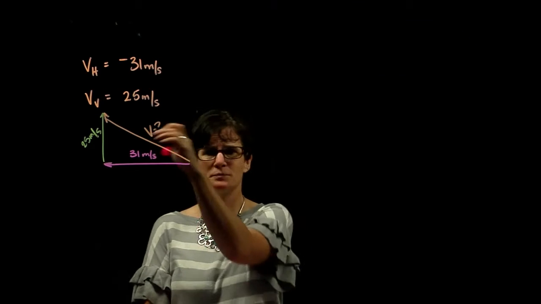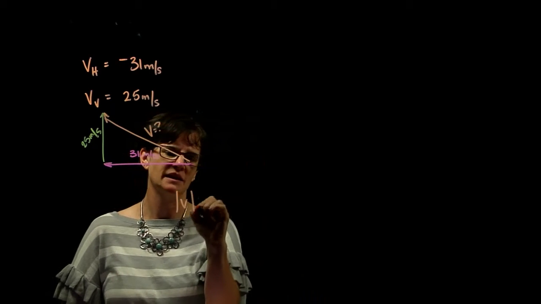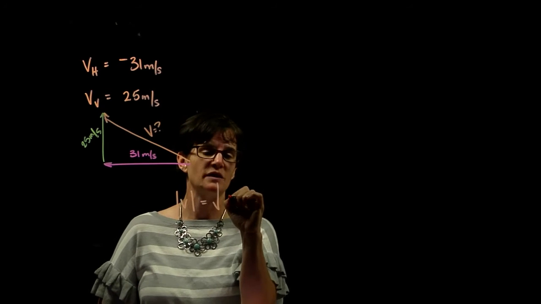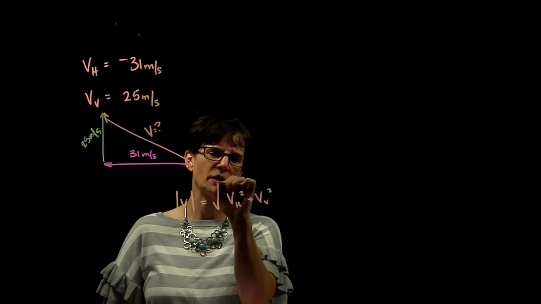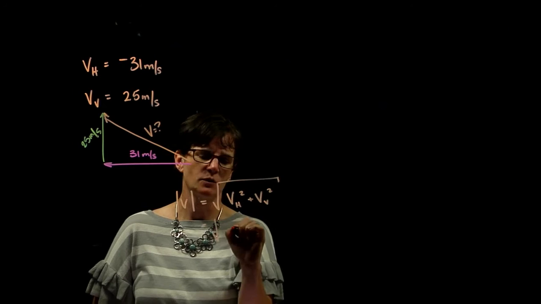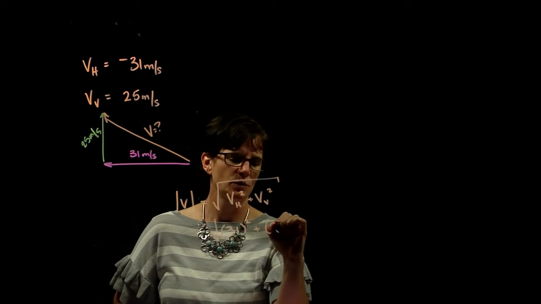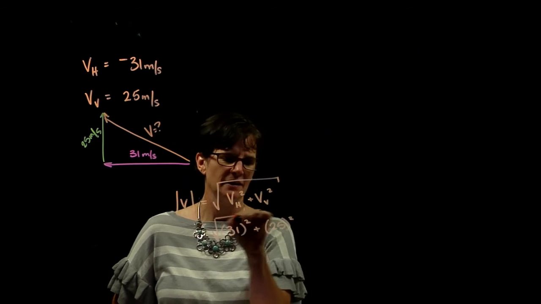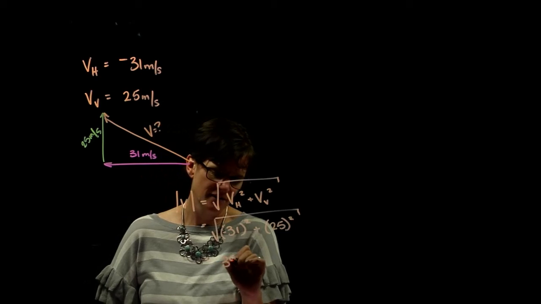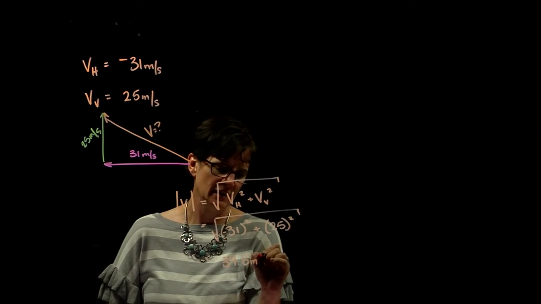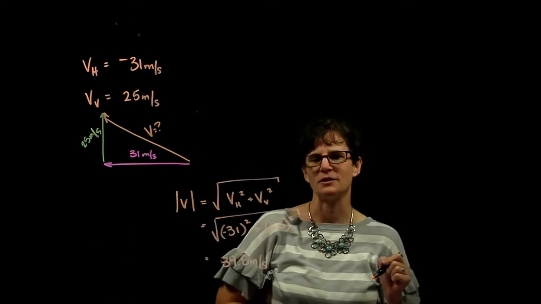All right, well, this is a right triangle. So we know that the magnitude of the velocity is equal to the square root of the horizontal component squared plus the vertical component squared. So that's the square root of negative 31 squared, plus 25 squared. And we find that that is equal to 39.8 meters per second. So the magnitude, the strength of that velocity is 39.8 meters per second.